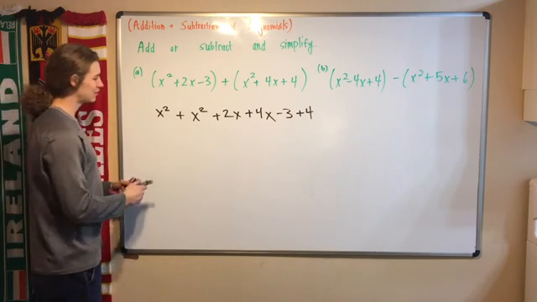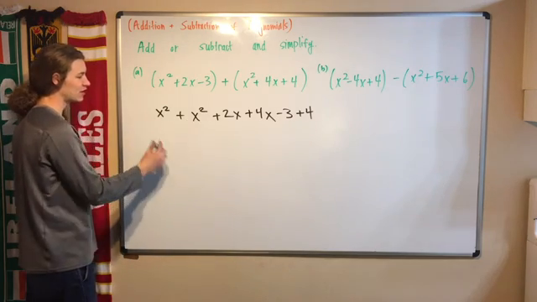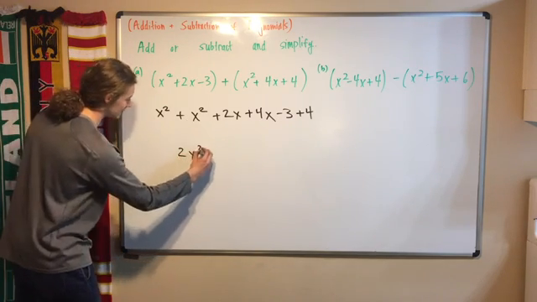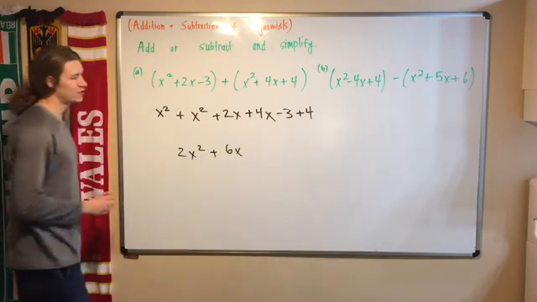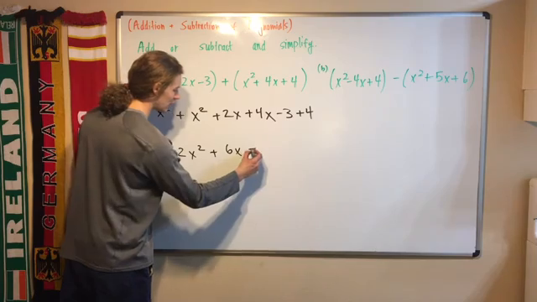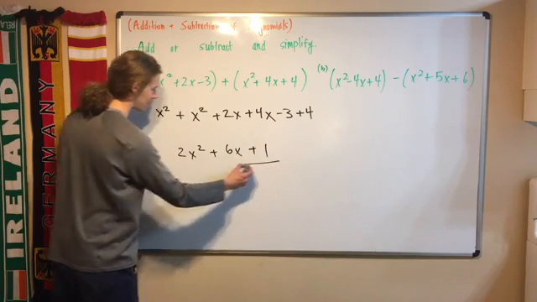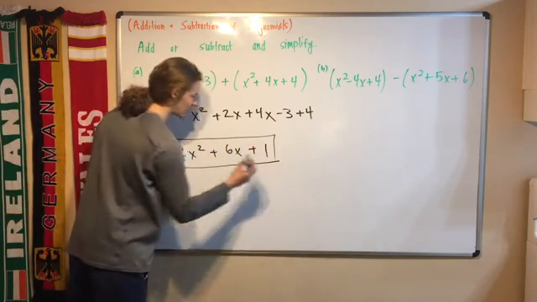We can combine like terms. If we have an x squared and an x squared, we have 2x squared. If we have a 2x and a 4x, we have a 6x. And if we have negative 3 and positive 4, we have positive 1. And that will be our solution there.